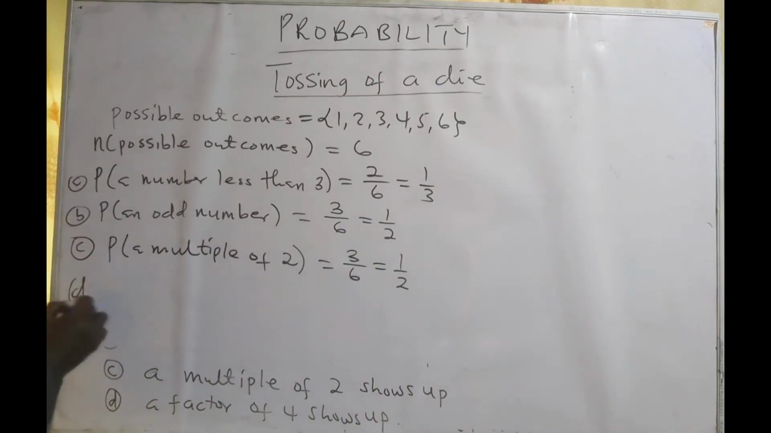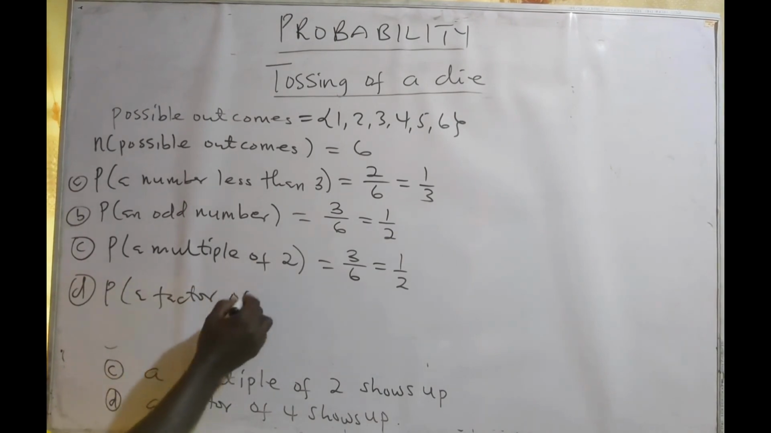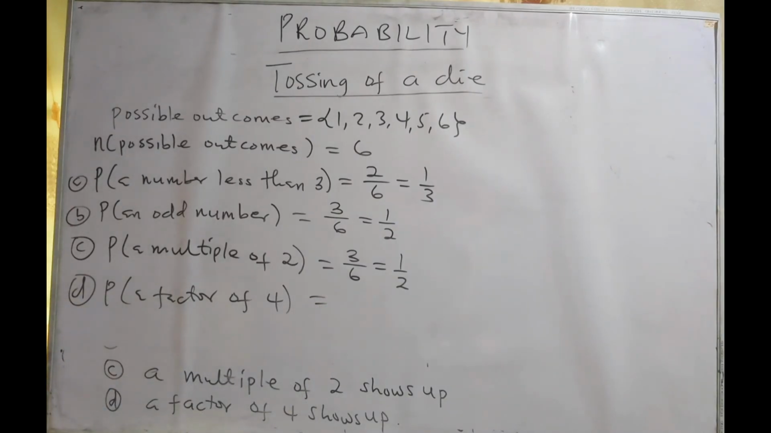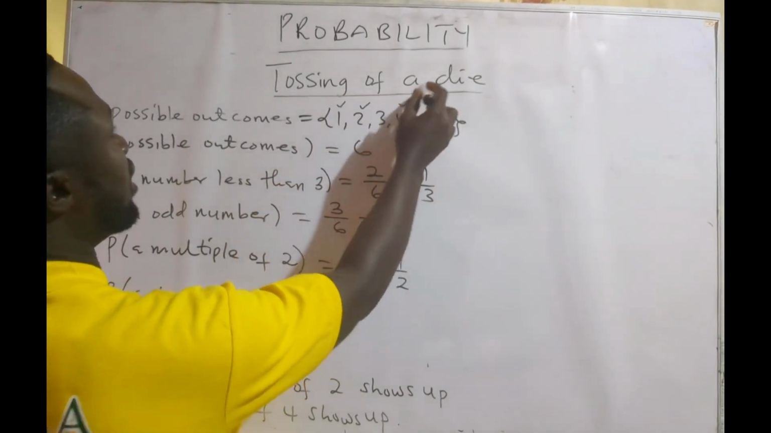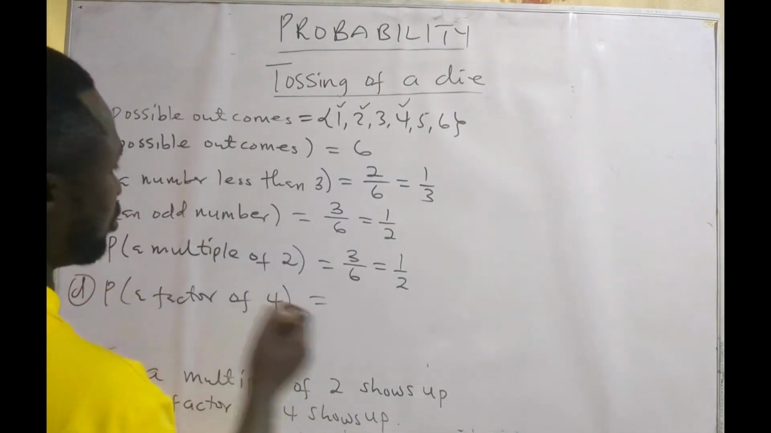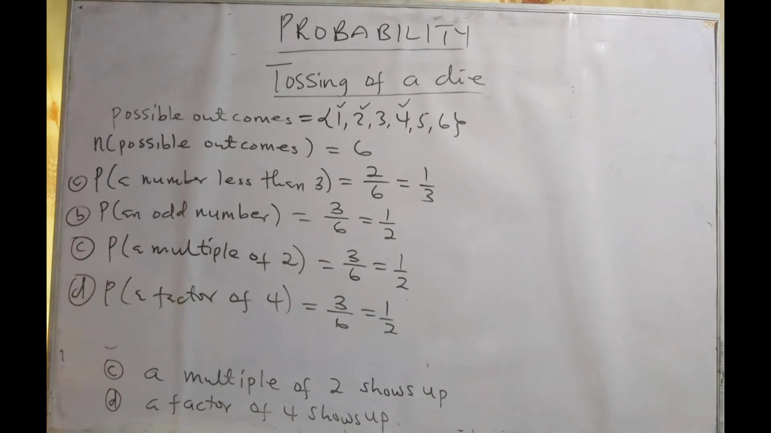And the last one, probability of a factor of 4. Let's look at factors of 4. 1 is a factor of 4, 2 is a factor of 4, and the 4 itself. So they are 3: 1, 2, and 4. So I have 3 over 6, and that will give me 1 over 2. So these are some of the questions that they can ask you when a die is tossed once.